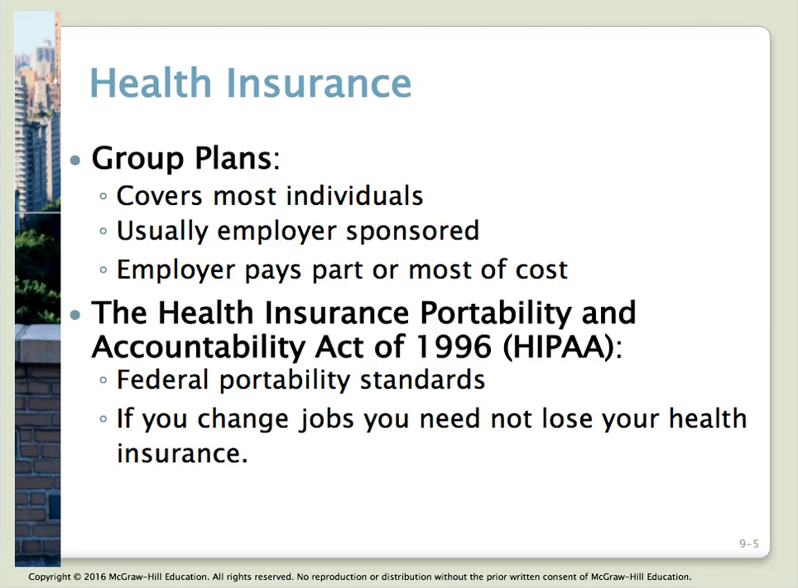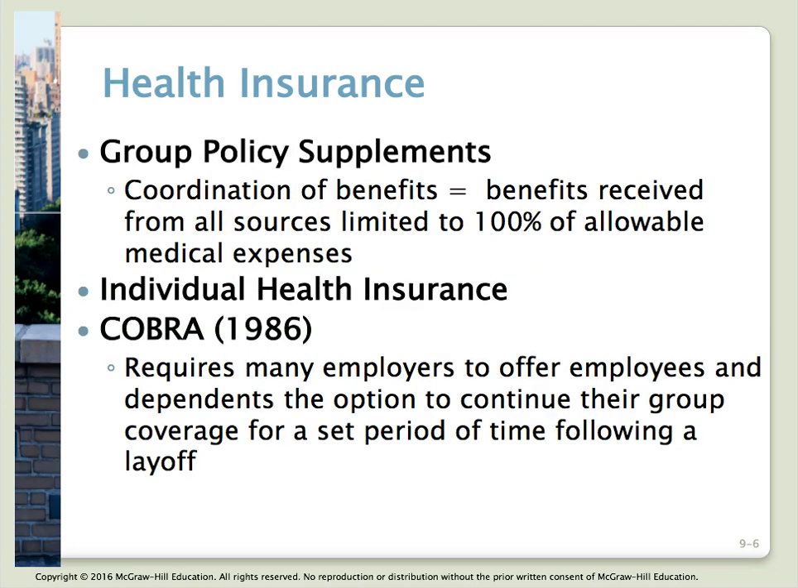So this is really an important act that protects us. To your group policy, you can purchase a group policy supplemental insurance. However, it's notable that it's limited to only 100% of allowable medical expenses. So if you have a policy, it's going to cover the difference between what your current group policy pays and what that policy provides for, but you can't make money on being sick. It limits it to only 100% of the allowable medical expenses, so you'll never be reimbursed more than what your medical expenses really were.